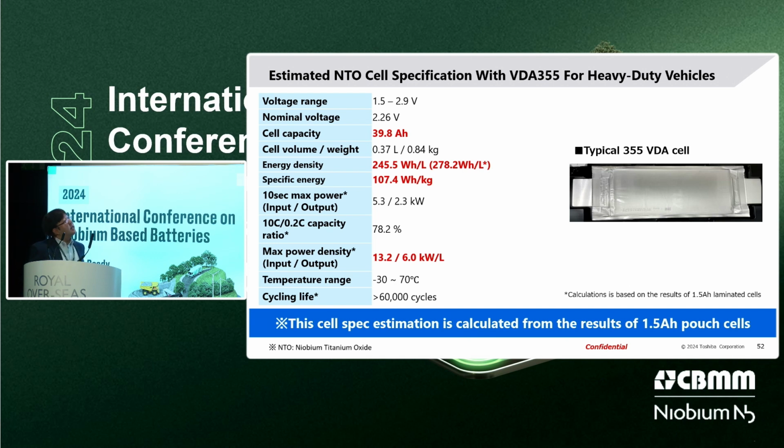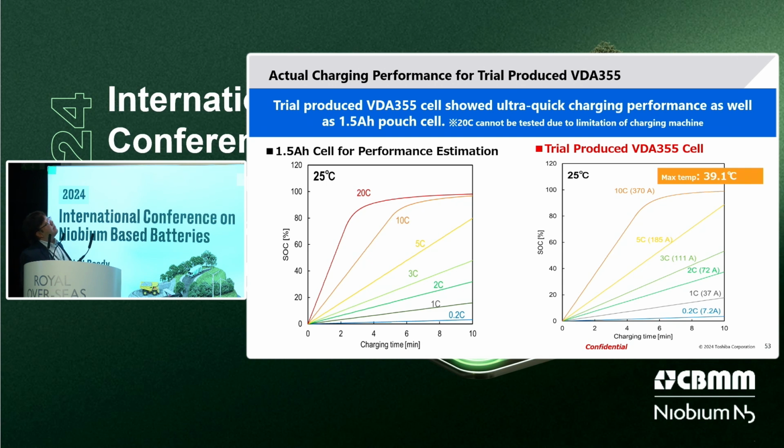And next shows the estimated NTO cell specification by using a BDS355 format like this. This cell specification is calculated from the results of the small pouch cell. However, we have already prepared the actual BDS355 format cell.